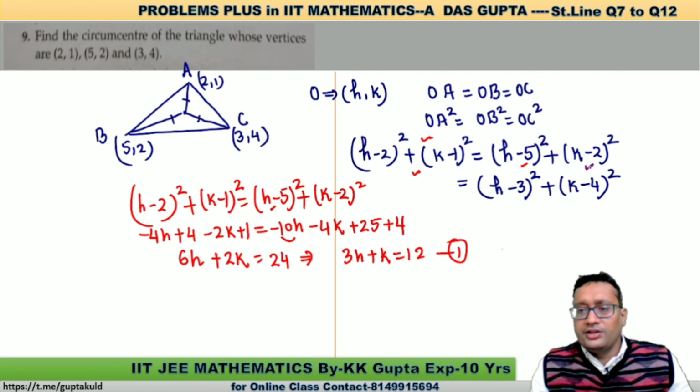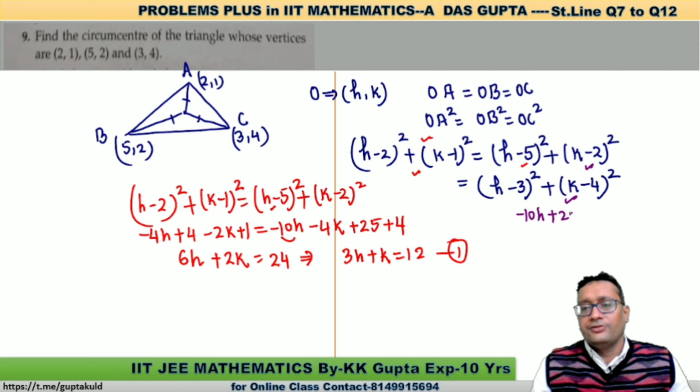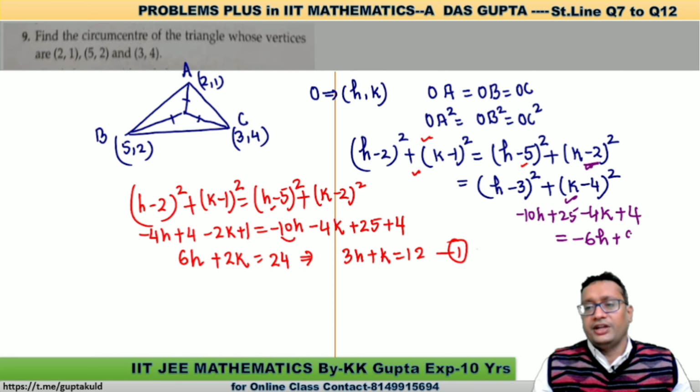So I'm taking this one and this one. Here −10h + 25, because h² and h² will get cancelled. Here −4k + 4. Here this will become −6h + 9 − 8k + 16. So −10h and −6h, it will become 4h.